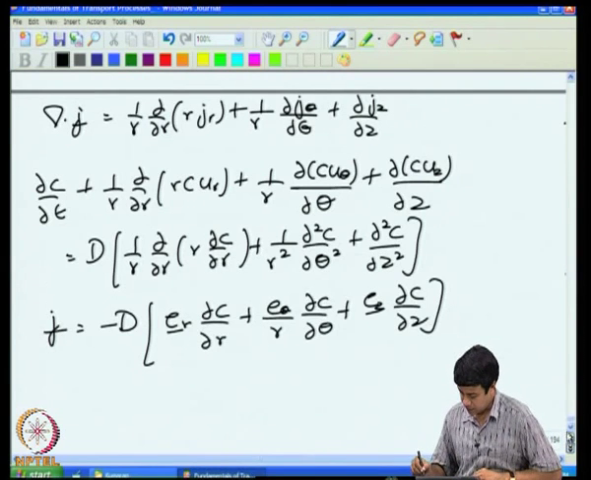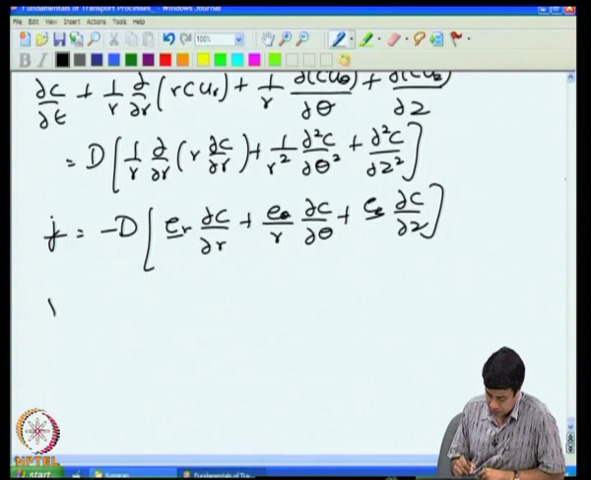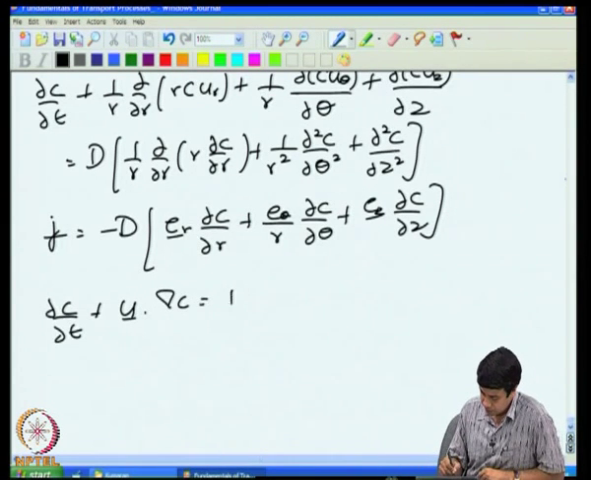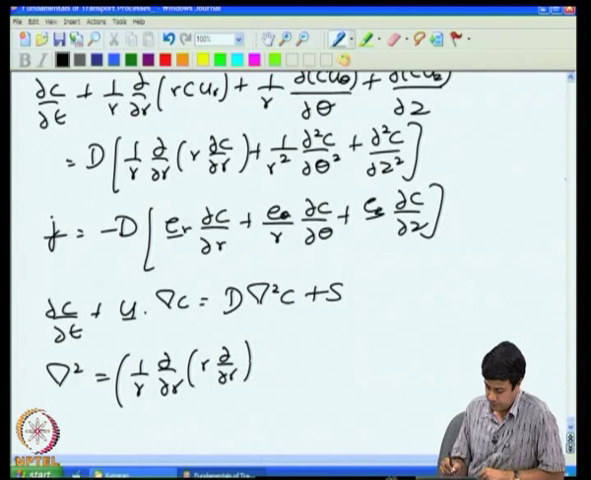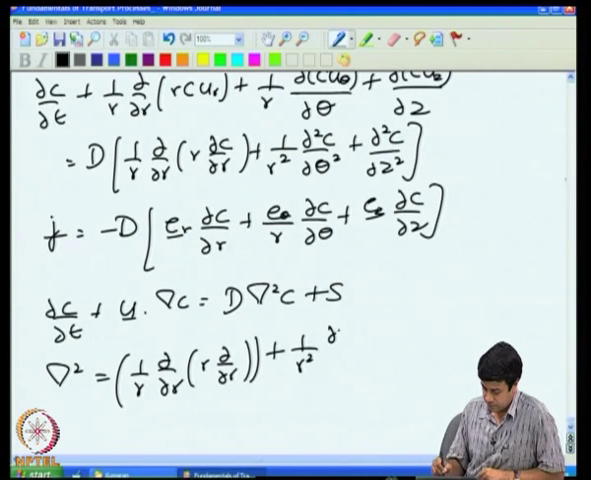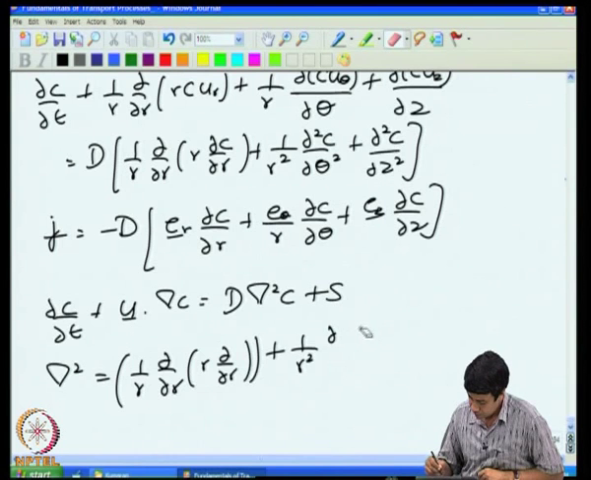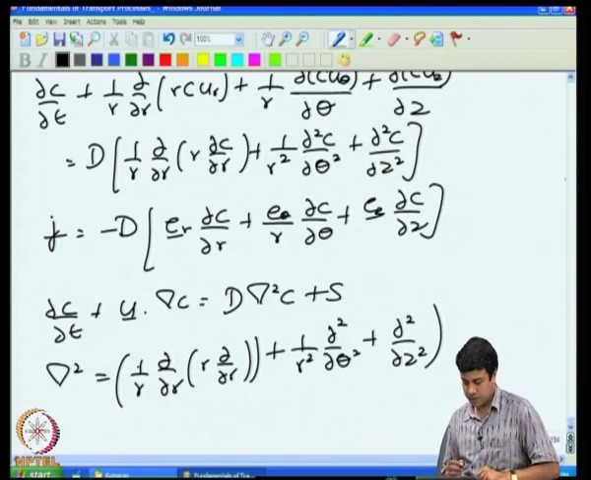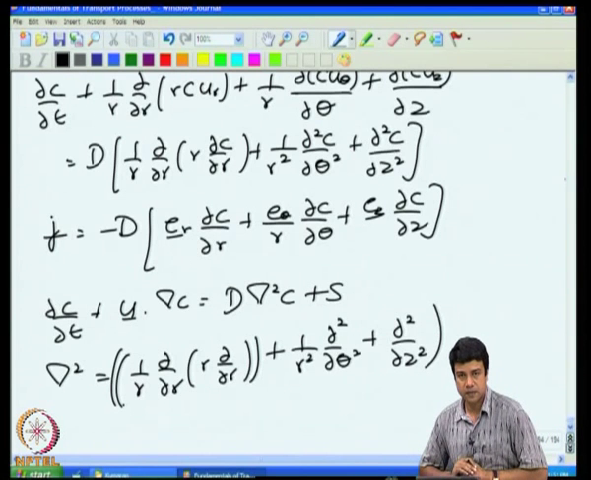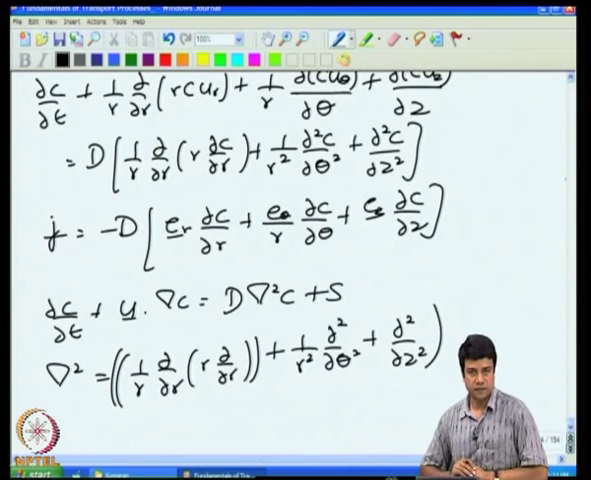So, therefore, my Laplacian operator, if I write this equation as dc by dt plus u dot grad c is equal to D del square c plus s, then the Laplacian operator in cylindrical coordinates is equal to 1 over r d by dr of r... So, that will be my Laplacian operator in a cylindrical coordinate system, similar to the equations that we had got in a spherical coordinate system.